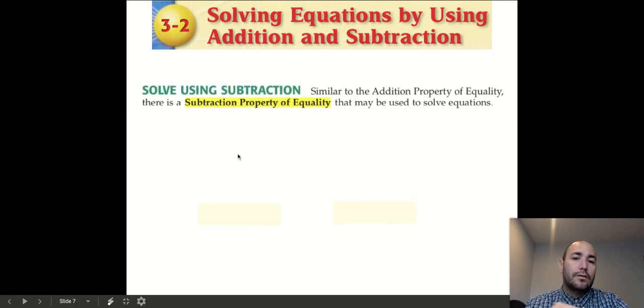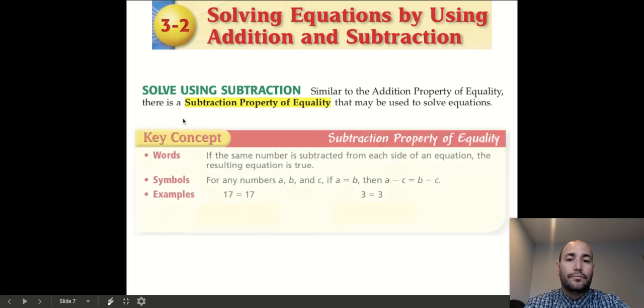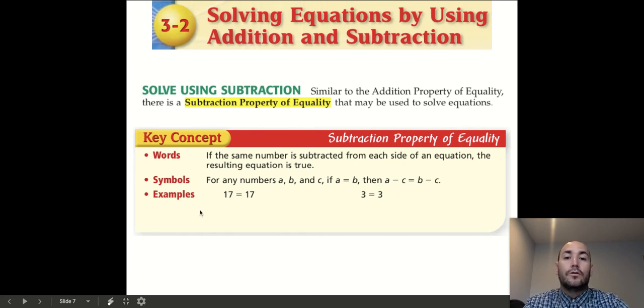We're going to learn about solving using subtraction. So we've done some addition, now we're going to use some subtraction. So again, similar to the addition property of equality, we're going to use the subtraction property of equality. So again, our second key concept here, using that property, right? And basically it means that if you subtract the same number from both sides of an equation, it will still keep the equation true.